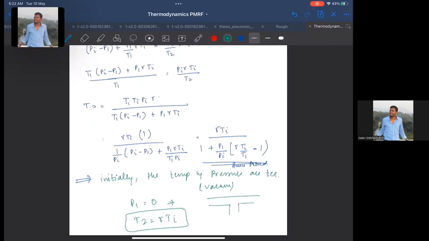So this is the line and this is a tank, and it is initially at vacuum. Now it is filled such that the pressure becomes the same in both the line and the tank. And what is the final temperature? This temperature is equal to gamma times the temperature in the line. It is actually higher than the temperature in the line.